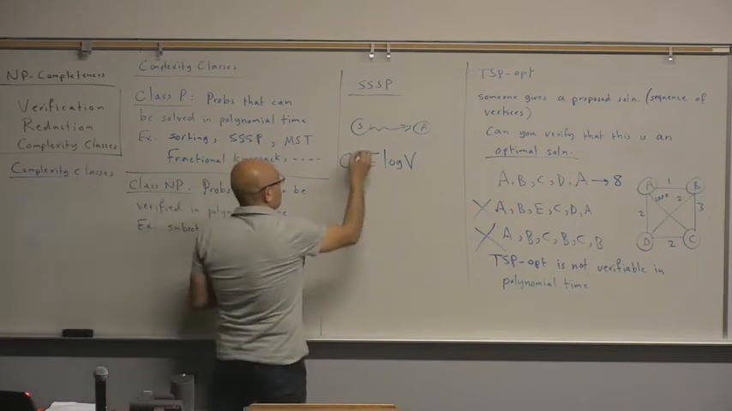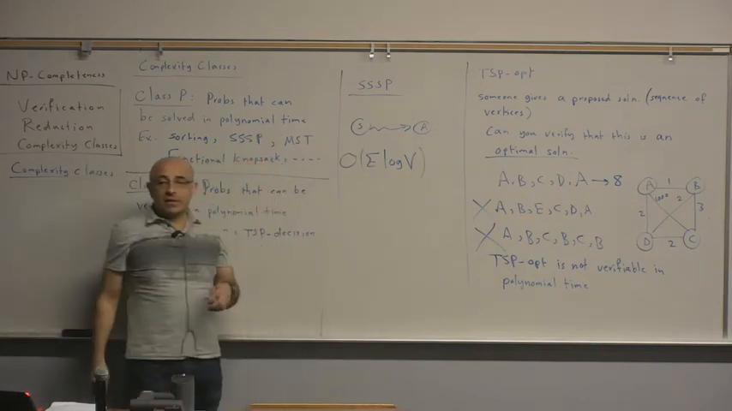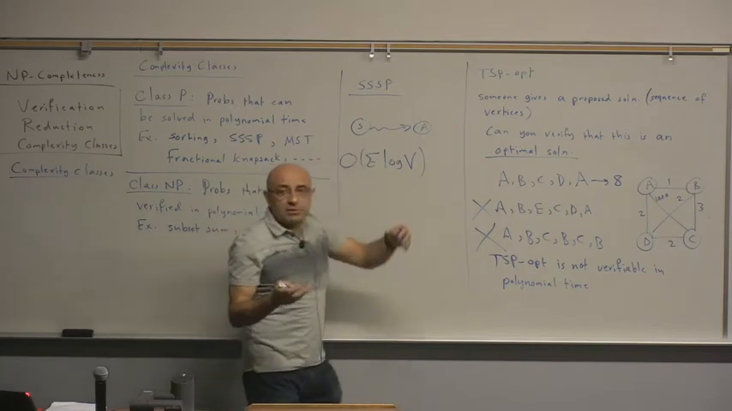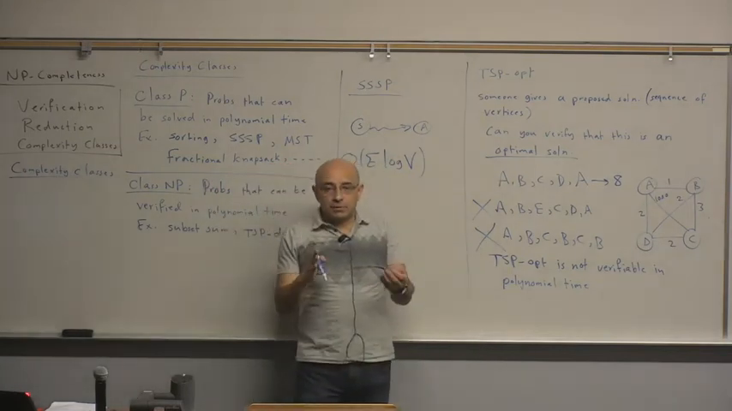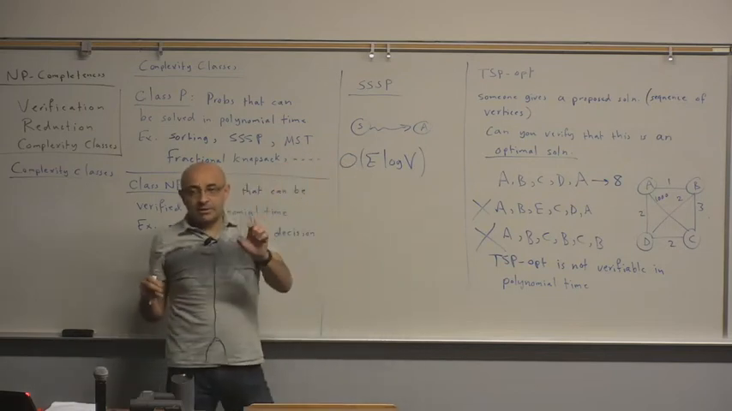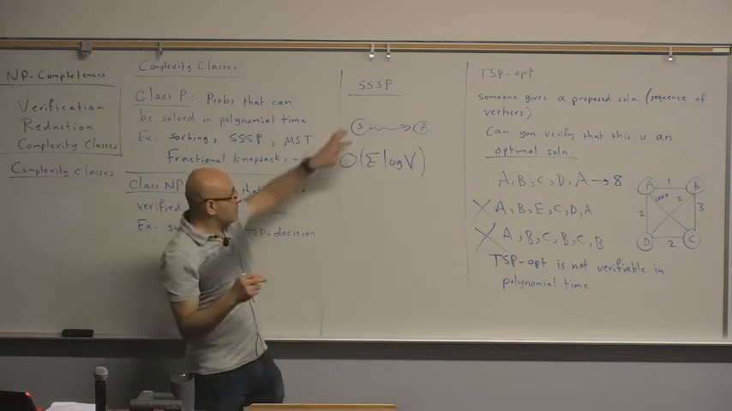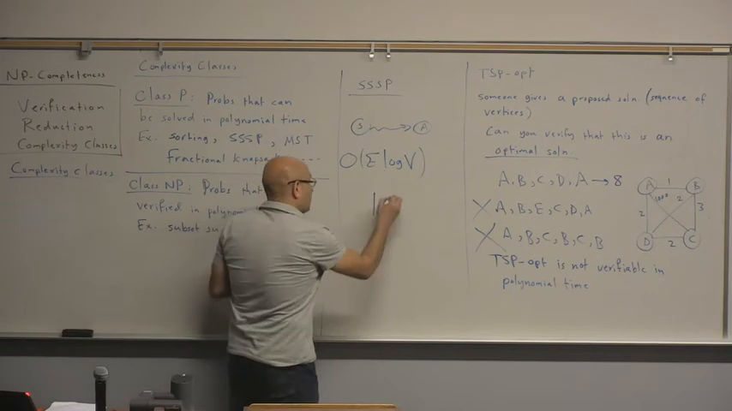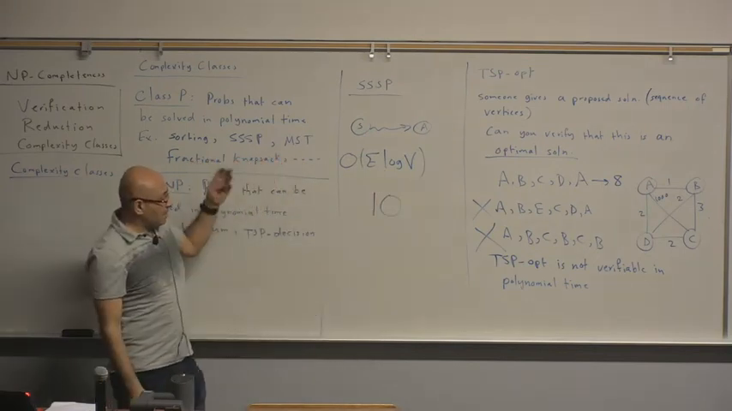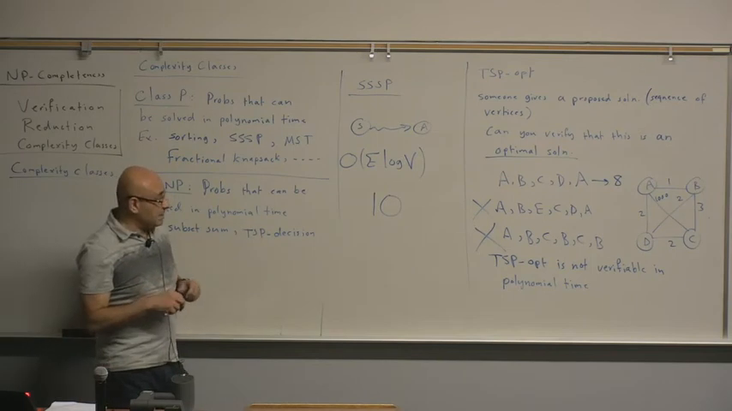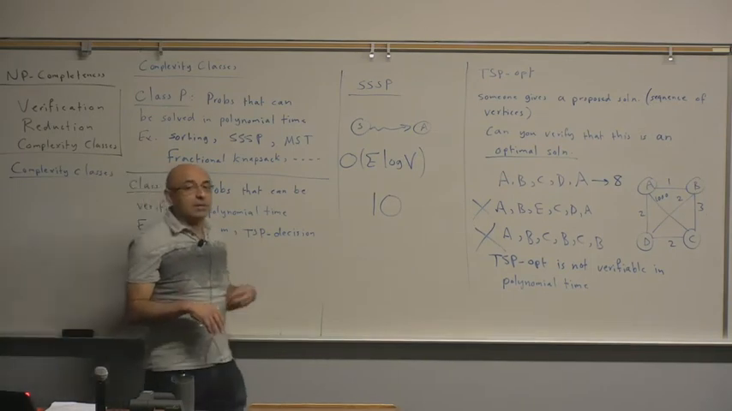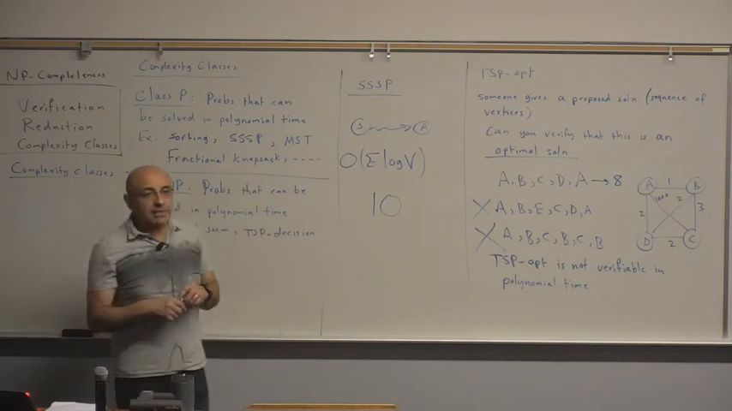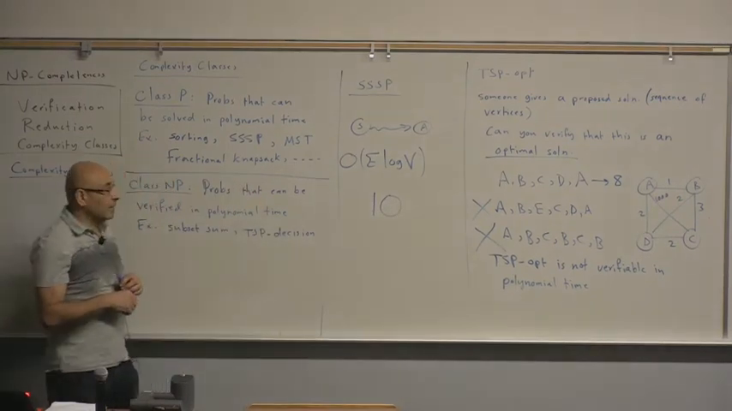If you can solve the problem in E log V using Dijkstra's algorithm, it will give you the optimal solution. And if someone gives you a proposed solution, you can verify that it is legal, then look at its cost and compare it with the optimal, because this problem is easy enough for you to solve in polynomial time. If the optimal solution is 10 and the proposed solution is 10, then it's indeed optimal. If it's more than 10, then it's not optimal. So if a problem can be solved in polynomial time, it can certainly be verified in polynomial time.